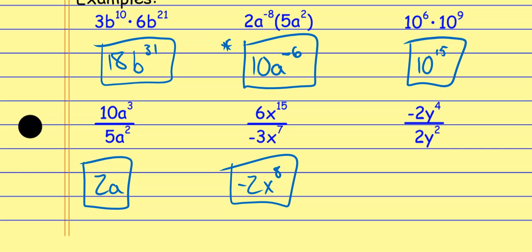The next one, negative 2 divided by 2 is negative 1. And then I subtract the exponents, y to the 2nd. Okay? But again, it's all just one step backwards in terms of order of operations. When I'm adding, subtracting, I don't do anything with exponents. When I multiply and divide, I add and subtract exponents. Okay?